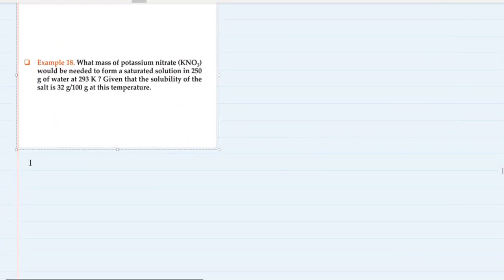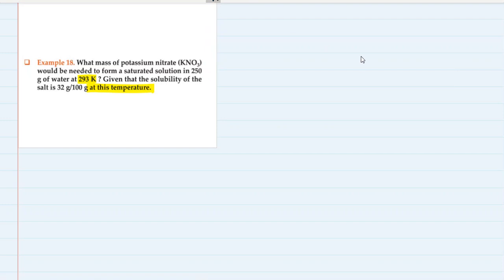What mass of potassium nitrate would be needed to form a saturated solution in 250 grams of water at 293 Kelvin? Given that the solubility of salt is 32 grams per 100 grams at this temperature. Now, first of all, there is no use of temperature in the calculations. Okay, so don't worry about it, because the temperature is the same at which we have to find the amount of potassium nitrate that could be dissolved in 250 grams of water.